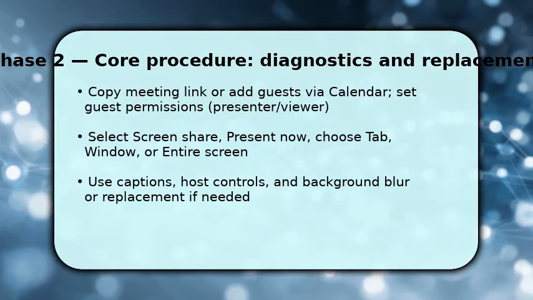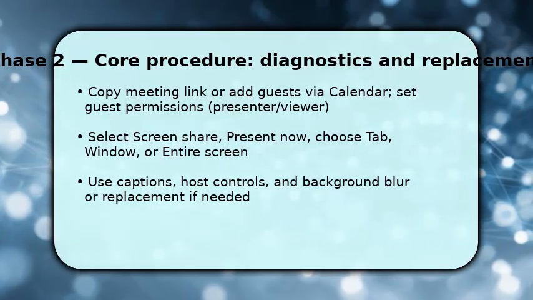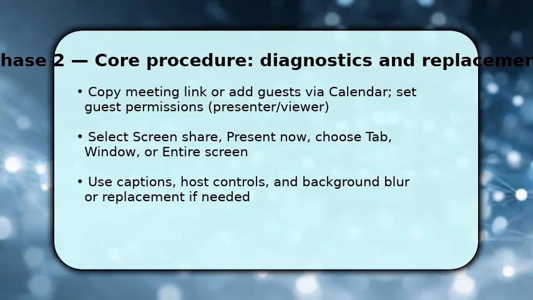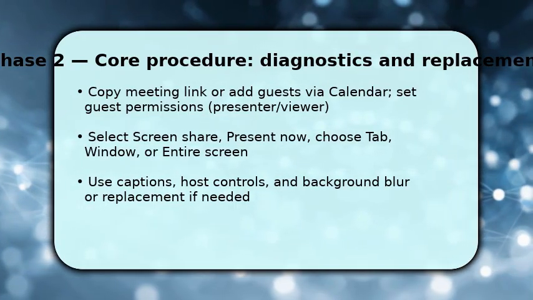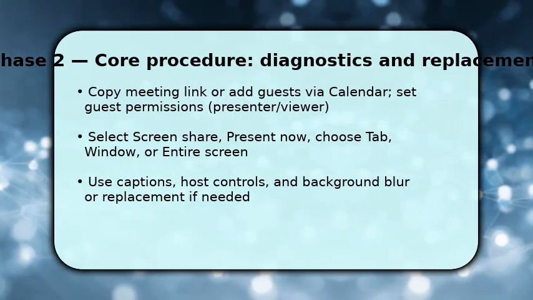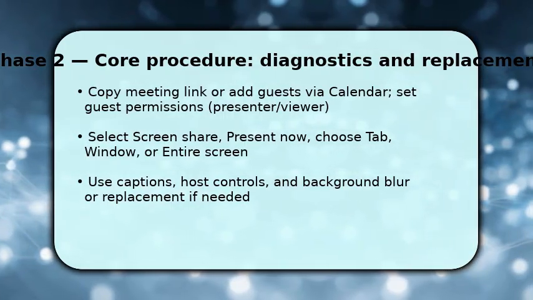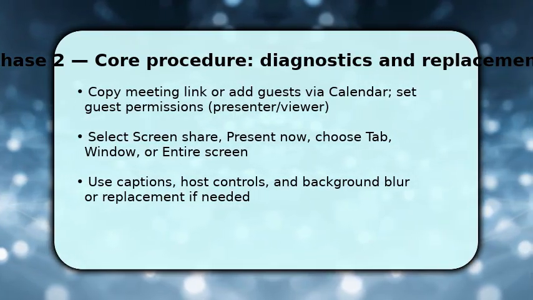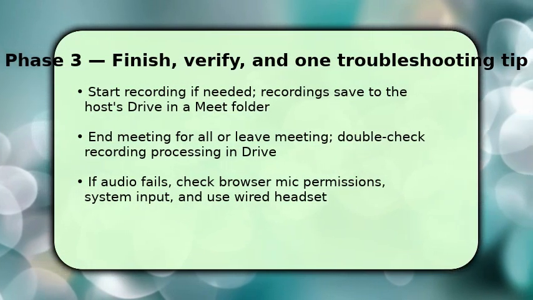Click Present Now and pick a Chrome tab for smooth video, a window for an app, or entire screen for full visibility. Also toggle captions, enable host controls to mute participants if required, and choose background blur or replacement to keep the view professional. To finish, start recording before critical discussion so you capture everything.